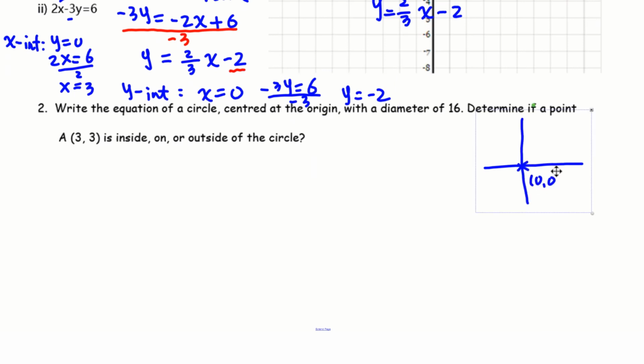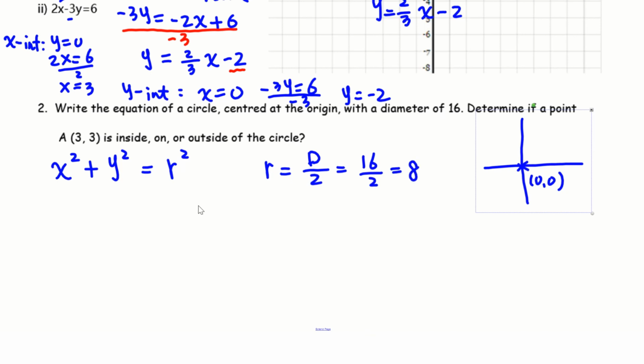Okay. So now we are going to see the equation of a circle, and the circle is centered at the 0, 0 point. So the equation of the circle when the center is at 0, 0 is x squared plus y squared equals r squared, the radius. Here is the diameter, so the radius equals the diameter divided by 2. So 16 divided by 2 gives you 8. Then we sub in 8 to here.